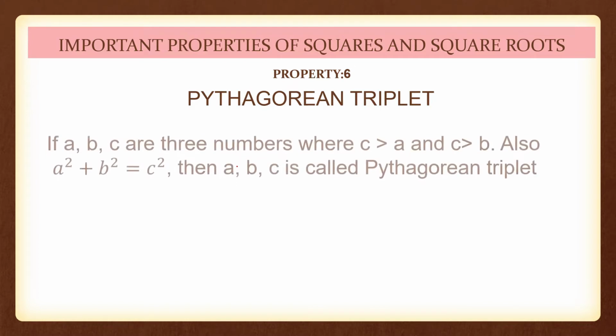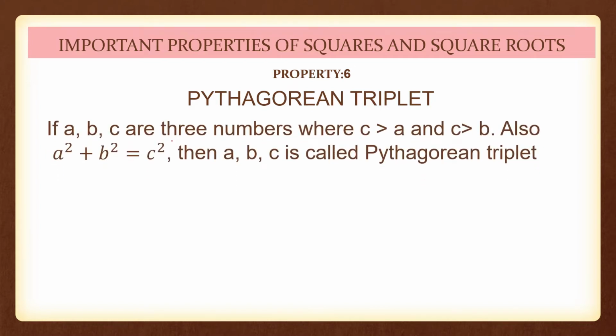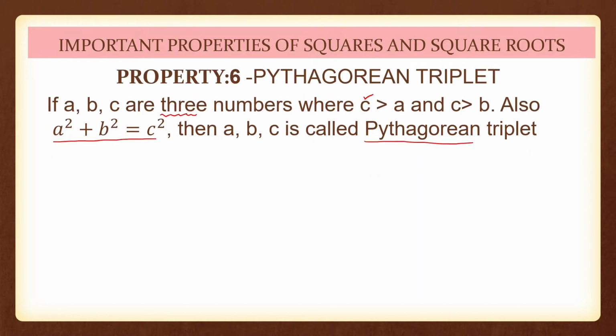Pythagorean triplet says if A, B, C are three numbers where C is greater than both A and B, also the sum of the squares of the other two numbers is equal to the square of the third number, then A, B, C are called members of Pythagorean triplet. This Pythagorean triplet is derived from Pythagoras theorem, which is entirely based on right angle triangle.